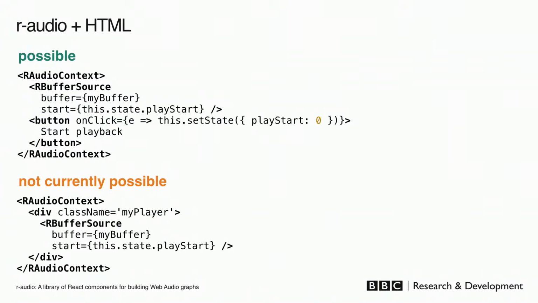The one thing that you can do as well is put bits of HTML in these graphs. So you can do the thing on the top, where the audio context actually has access to all the audio things inside. But if you did the thing on the bottom, the context would have no way of reaching that buffer source, although the buffer source can reach up to its context.